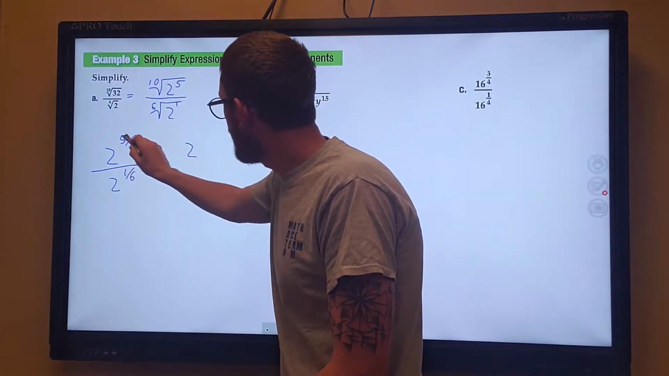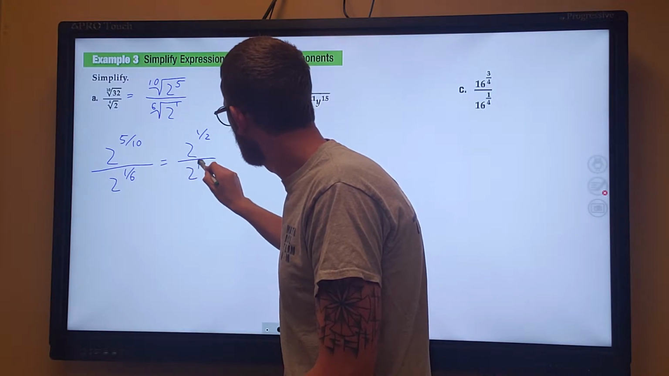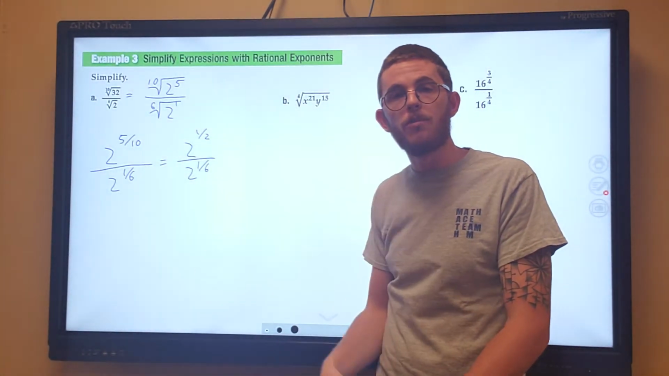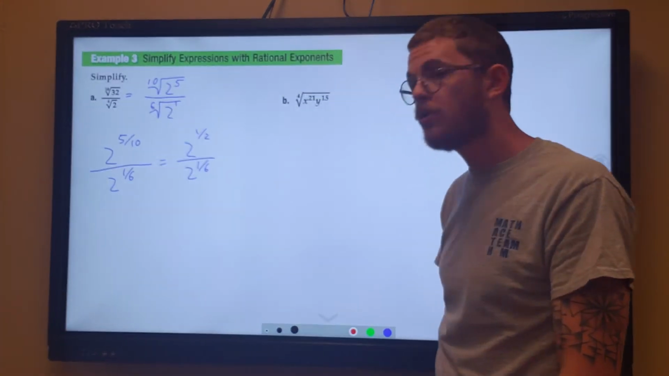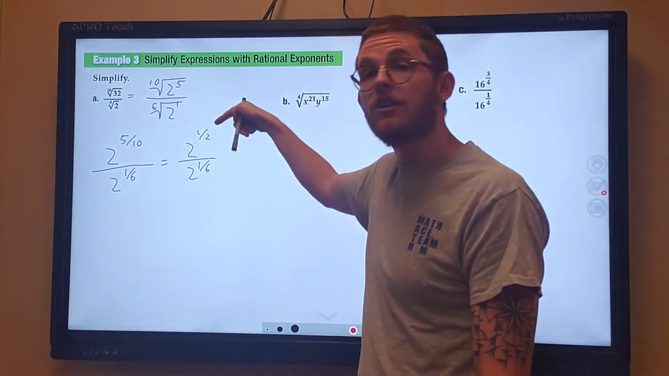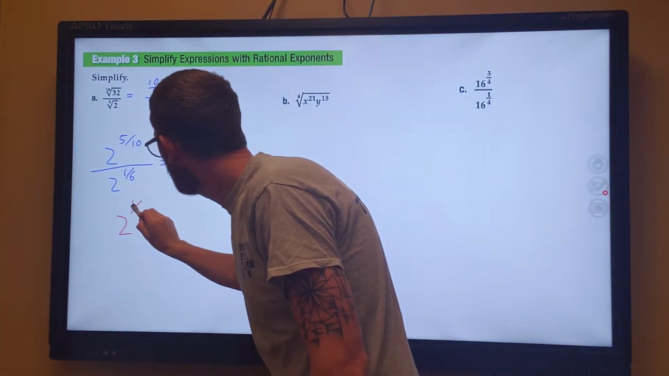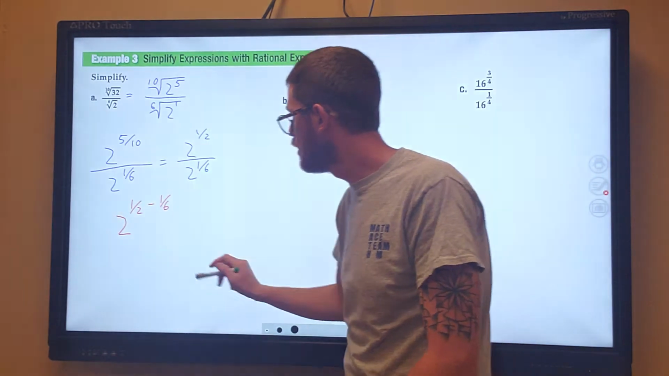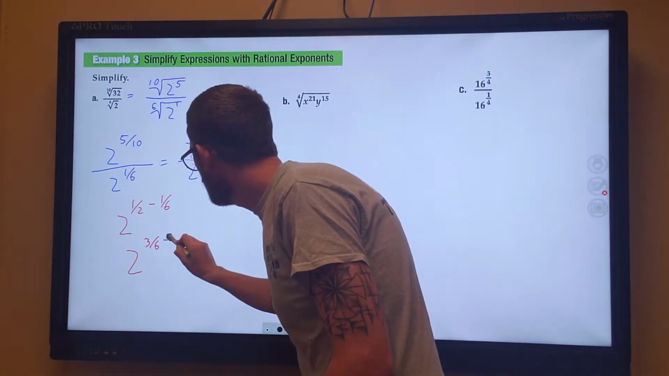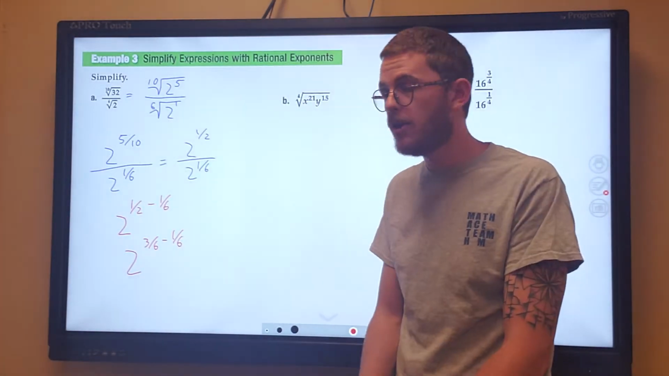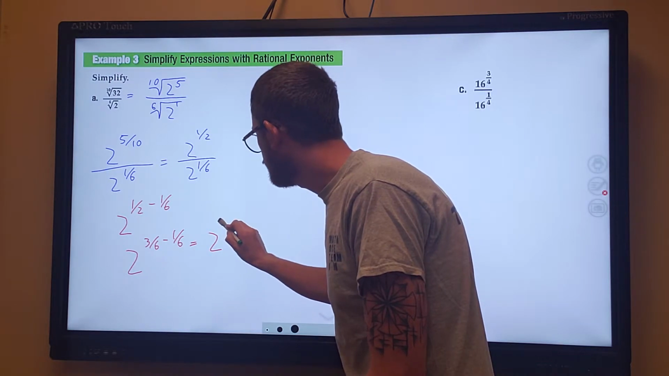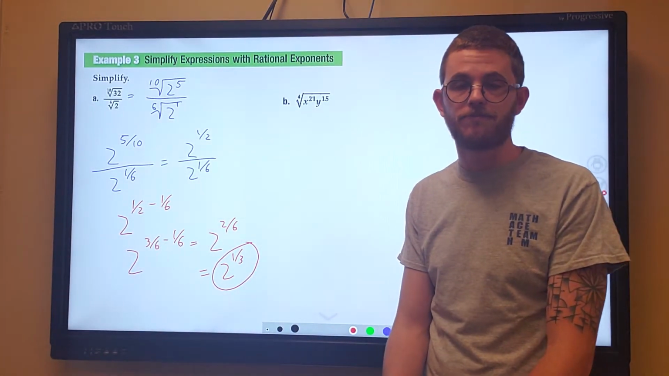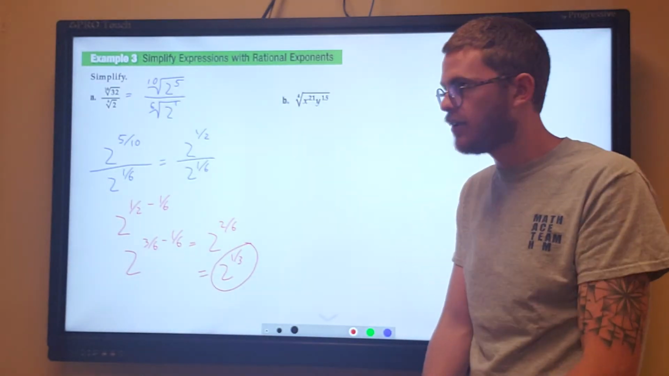This does simplify down a little bit. 5 over 10 is 1/2. Notice we have the same base on the top as we do on the bottom. Recall your exponent rules. Our exponent rules say if we have the same base, we can subtract the exponents. This is 2 raised to the 1/2 minus 1/6. 2 is the base, but we're going to subtract those exponents. This is 2 raised to the 3 over 6 minus 1 over 6. We have to get a common denominator to subtract, which leaves us with 2 raised to the 2 over 6, which simplifies down to 1 over 3. Just take it one step at a time. It's a lot easier than it looks.